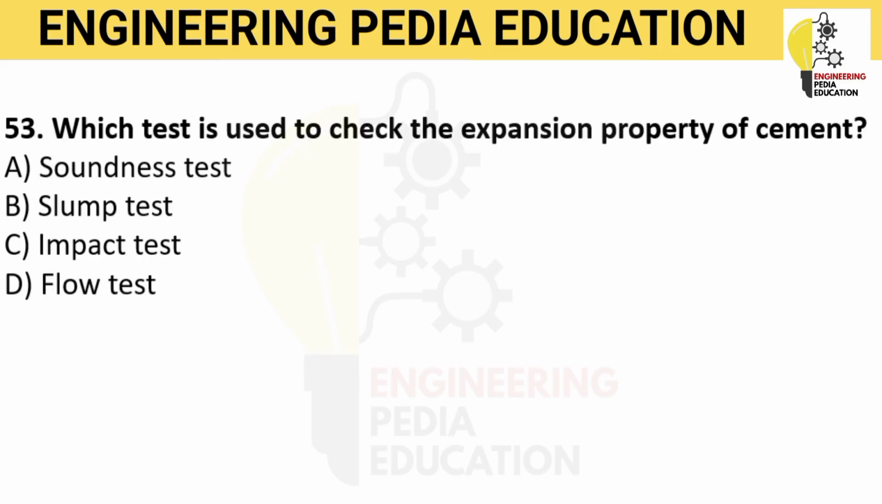Which test is used to check the expansion property of cement? Soundness test, slump test, impact test, flow test. Slump test is used to check the workability, impact test is used to check the toughness, flow test is used to check the flow nature of cement. Soundness test ensures dimensional stability after setting.